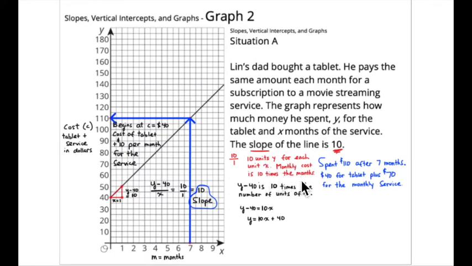Monthly cost is 10 times the number of months. So each month is $10. So the total cost is, the monthly cost is $10 for each month. He spent $110 after 7 months. That means that's $70 plus the $40 for the cost of the tablet. So you get up to $110.